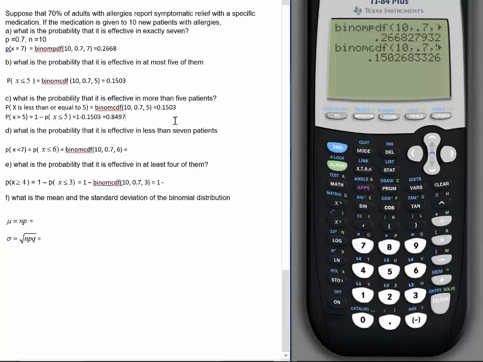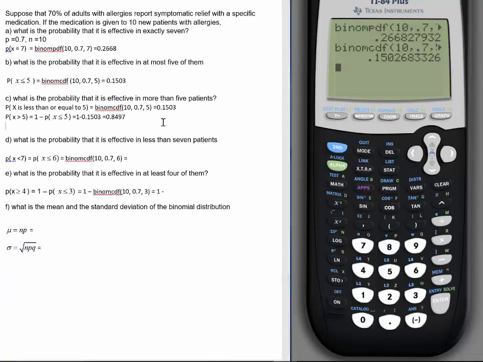Okay, so if you want a formula, every time I ask you to find the probability of x greater than a number, let's say a, I'm not going to call it n because I'm using n for the number of trials, you just do 1 minus the probability of x less than or equal to a. And for less than or equal to a, you can use the calculator, the binomial CDF.